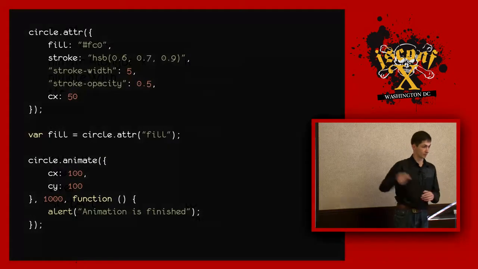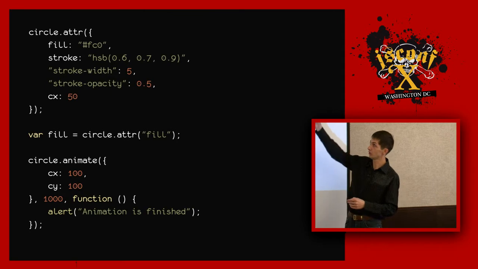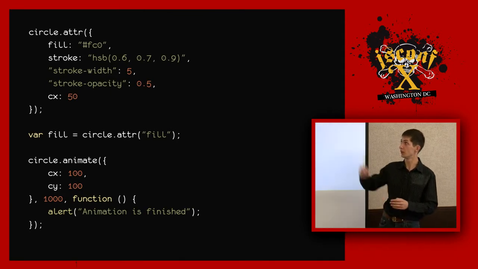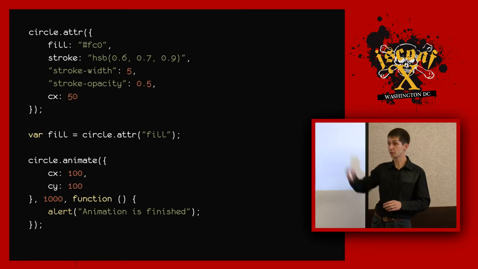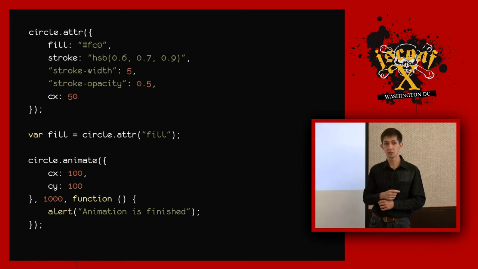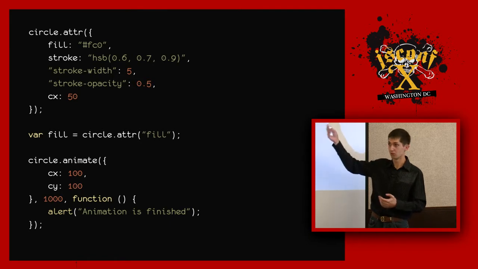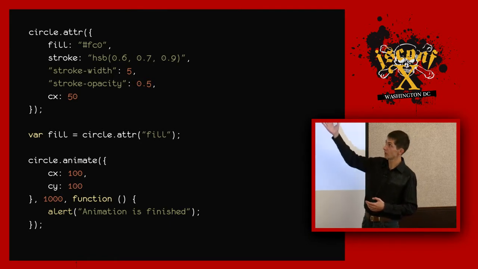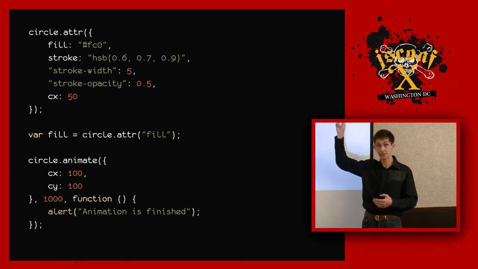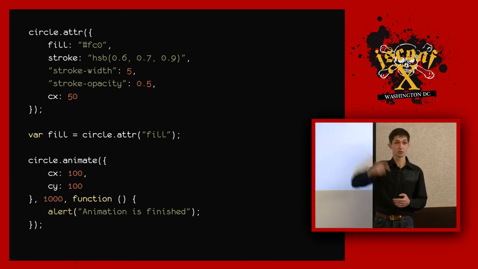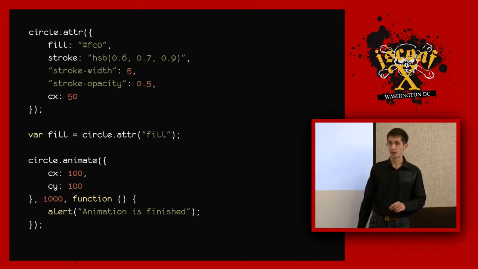So, an example: we create a circle and say circle.attr, and you specify an object which has attributes for the circle. The attributes I just took from the SVG specification. So if you know SVG, it should be very clear what to do. If you don't know SVG, you could always read the SVG spec. I mean, it's kind of self-explanatory. The fill is fill, and the stroke is the stroke color. Raphaël supports not only hexadecimal representation of the color, but also RGB, and I also include HSB, hue, saturation, brightness, because it's kind of awesome to have.